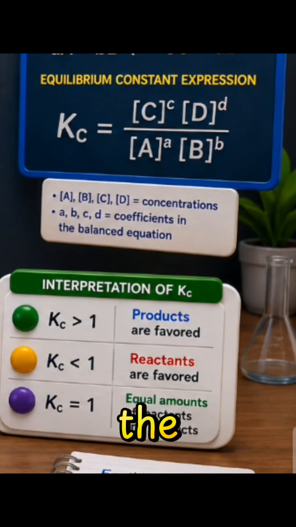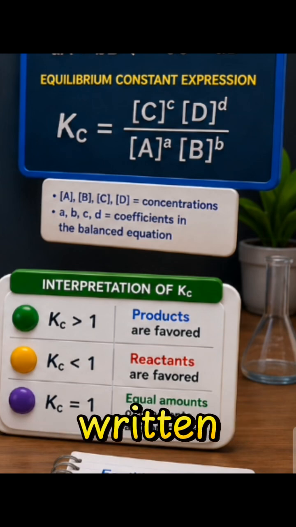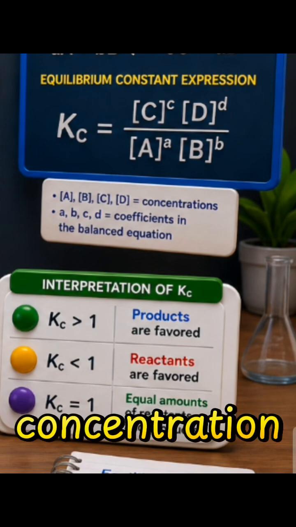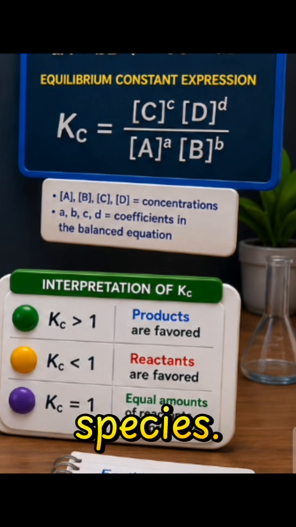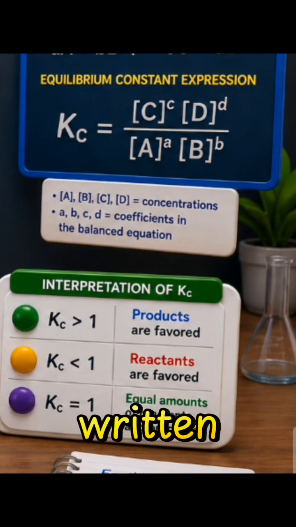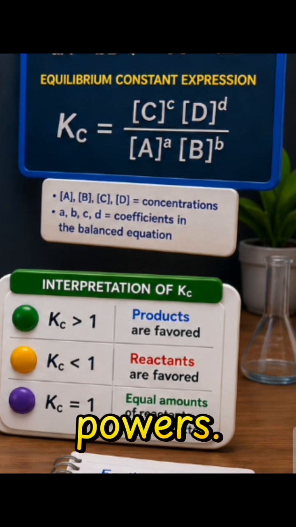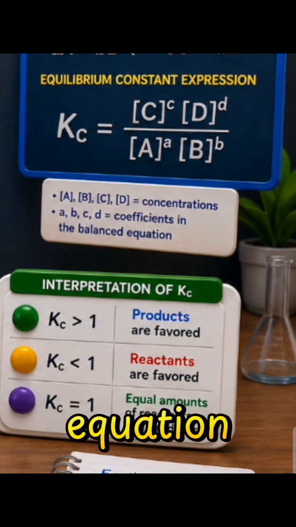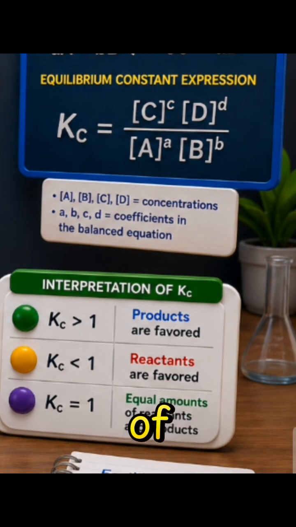You can see the reaction above. We have small letter A representing the coefficient. The same thing with B, C, and D. Now, these coefficients are the ones written as a power of the concentration of each of the species. For the Kc, concentration of product is written on top with their powers. That's the coefficient in a balanced equation. And below we have those of the reactants.